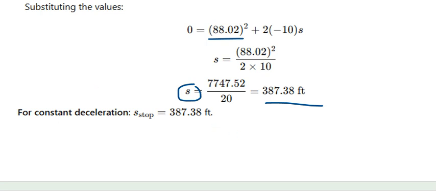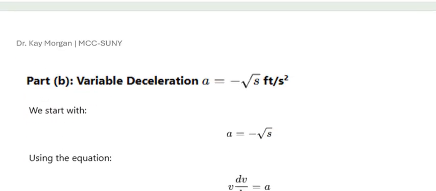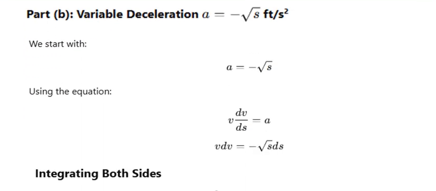So that was with constant deceleration. The second one is to do it with the function of distance traveled. So we will get into the calculus, and your question is very nice because it gives you the relationship between the acceleration, a variable deceleration in this case, and the position, your distance traveled, where the car stops. It is given to you as minus square root of s feet per second squared. So that's even better. We're going to start with what it gives you.